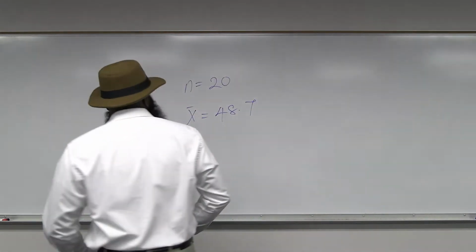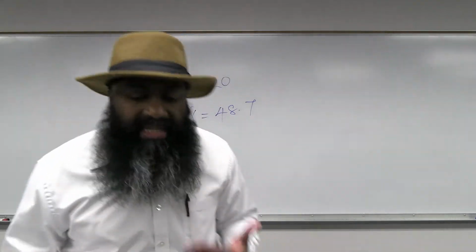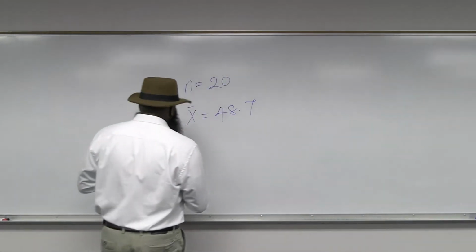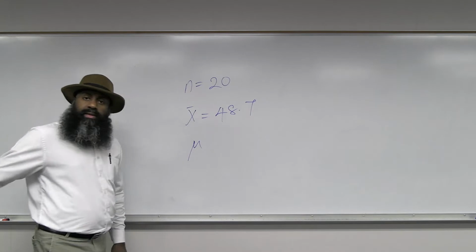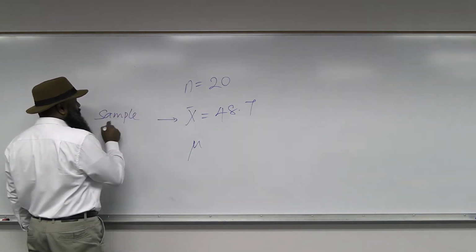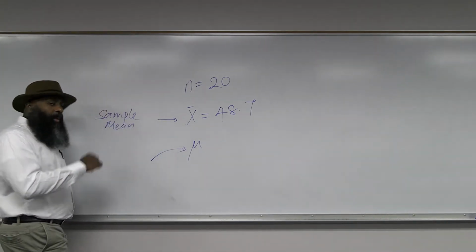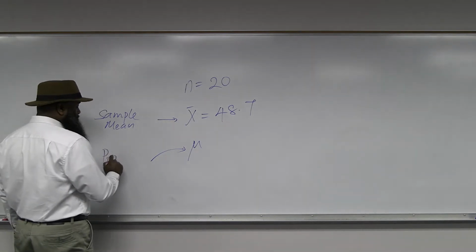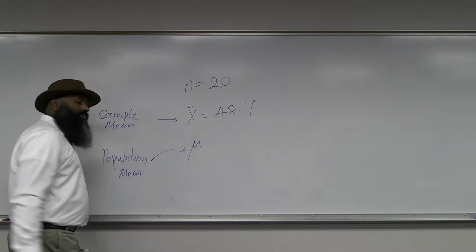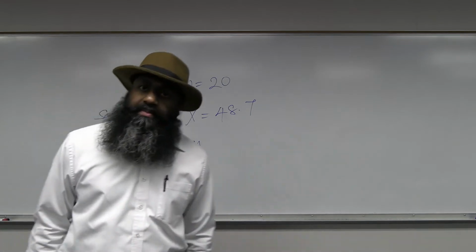I have calculated the sample mean. The sample mean is 48.7. Now, what does it say about the true population mean? We know the true population mean is given by mu. Okay, so this is the sample mean. The Greek letter mu stands for the true mean or the population mean. Now, this is an estimate of mu, that's for sure.